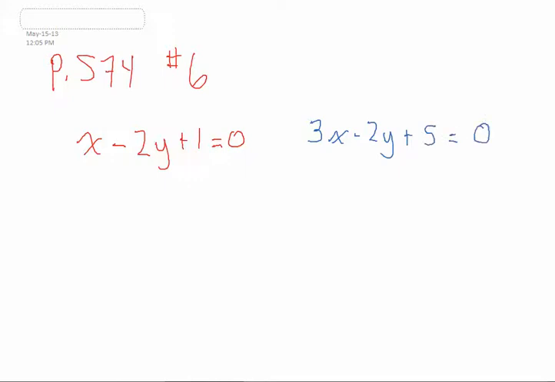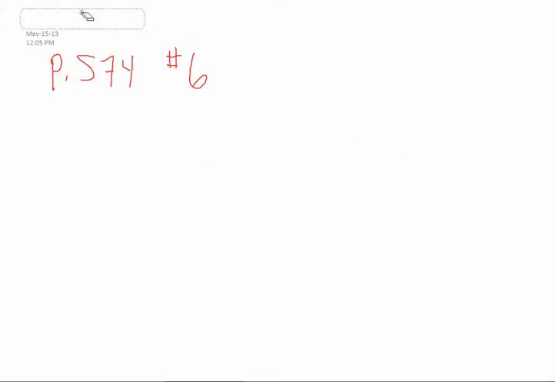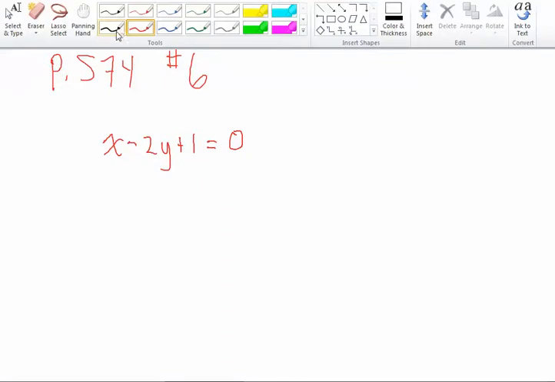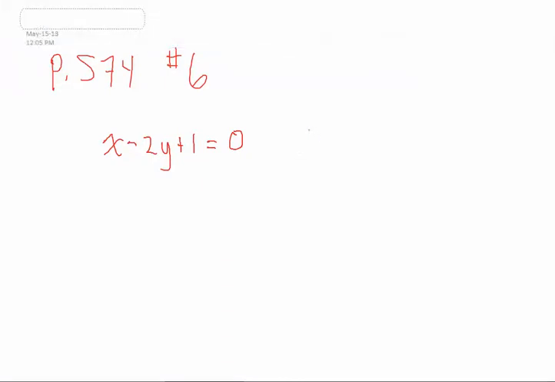Oops, sorry, no, I'm reading the wrong one. My apologies. That's number 5. So I've got x minus 2y plus 1 is equal to 0. And then for my other one, we have a variable k hiding out. So it's 4x plus k times y minus 8 is equal to 0.